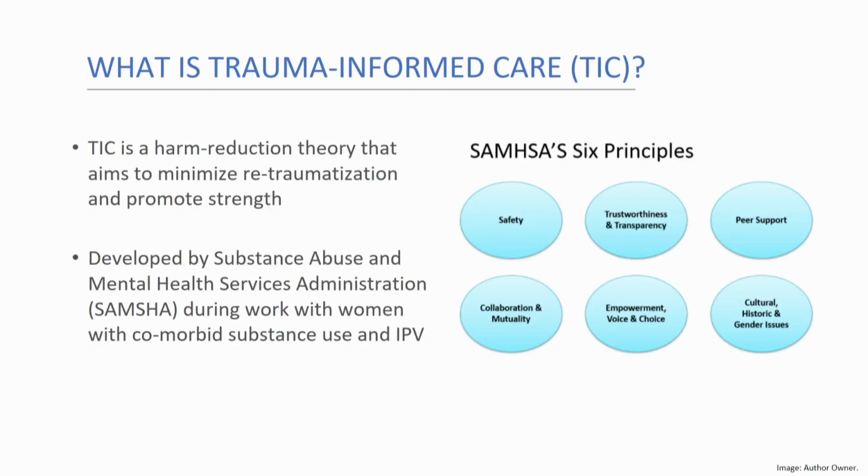So that was the doom and gloom part. So what do we do? How do we respond to that? So the Substance Abuse and Mental Health Services Administration developed trauma-informed care. It's a harm reduction framework based on these 6 principles I have listed here on the slide: safety, trust and transparency, peer support, collaboration, mutuality, empowerment, voice and choice, and finally, cultural, gender, and historic acknowledgments.